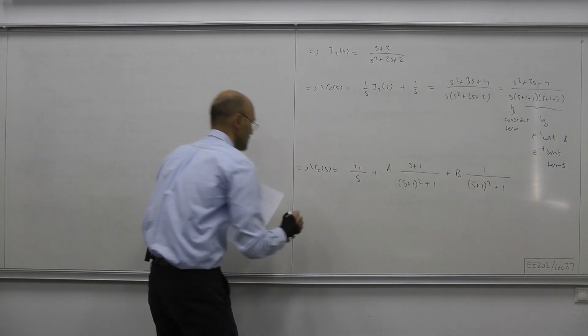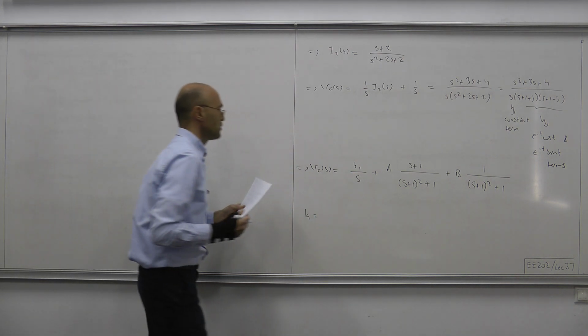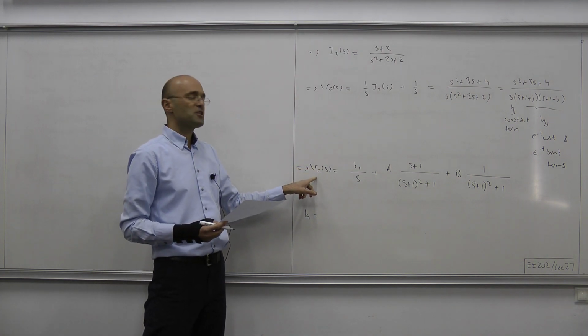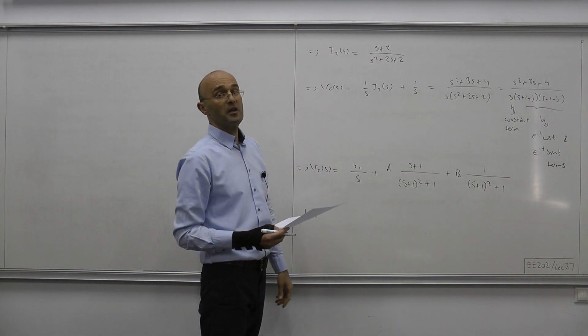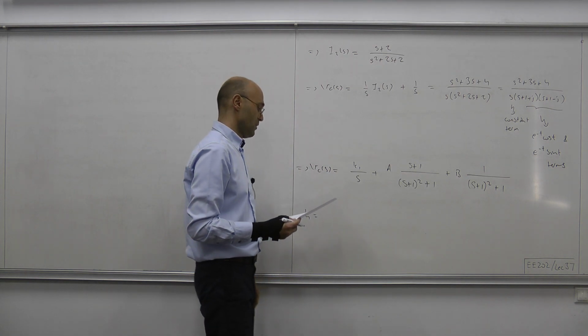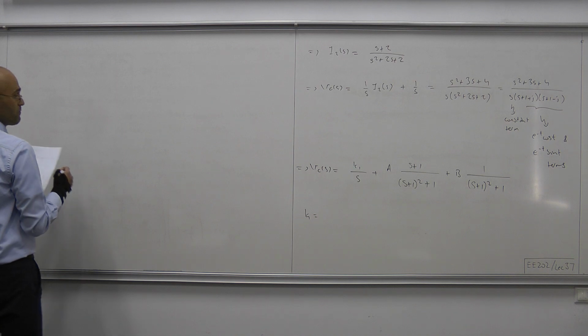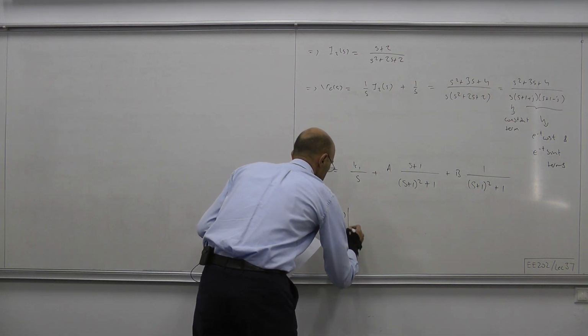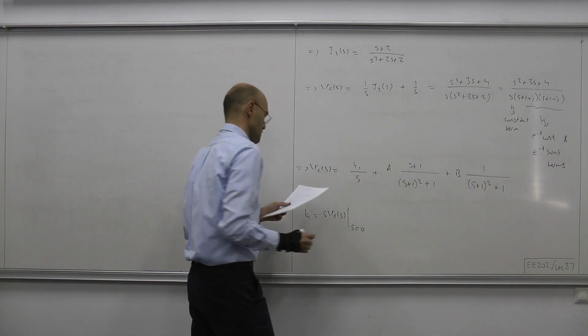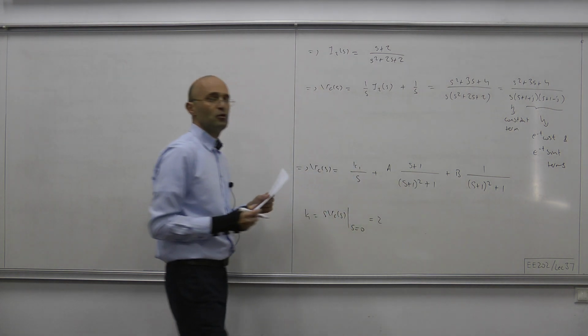Now K1 is easy to compute. You multiply both sides with S, this is Vc of S, and then evaluate what remains at S equals 0. So K1 equals S times Vc of S evaluated at S equals 0, and that produces 2.